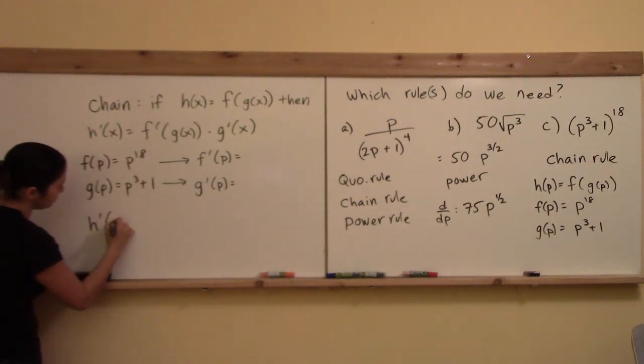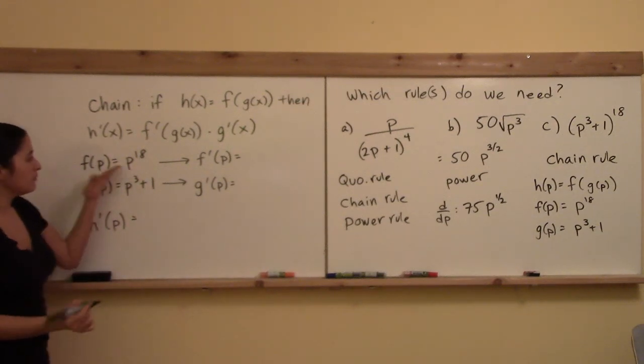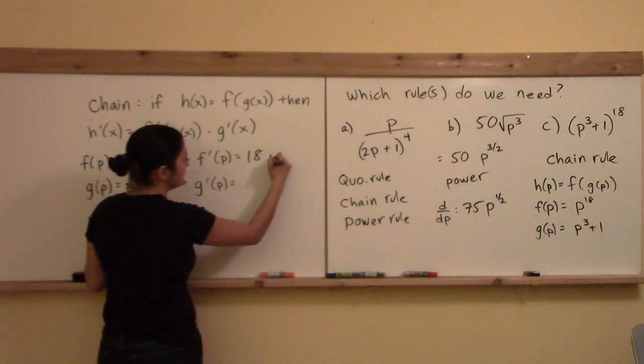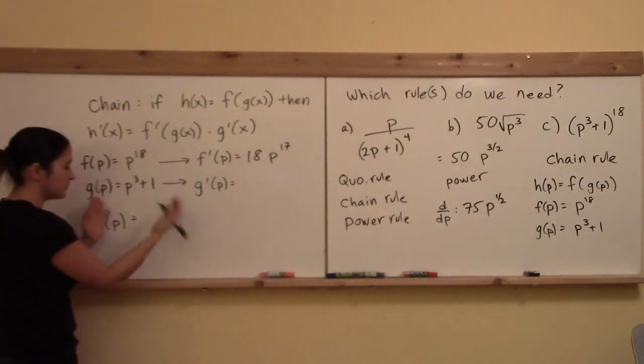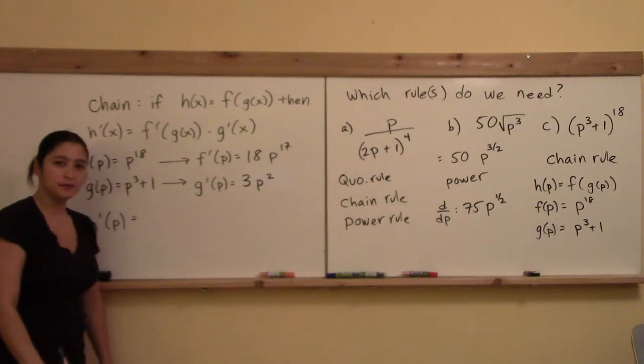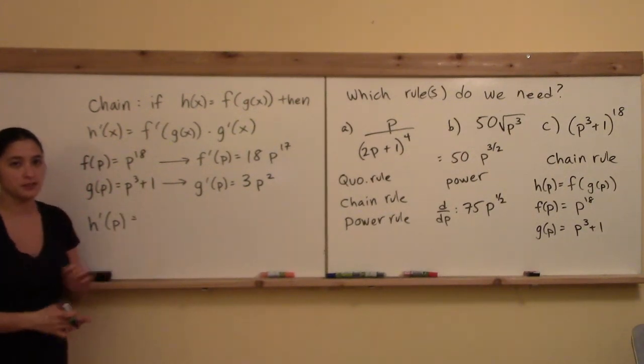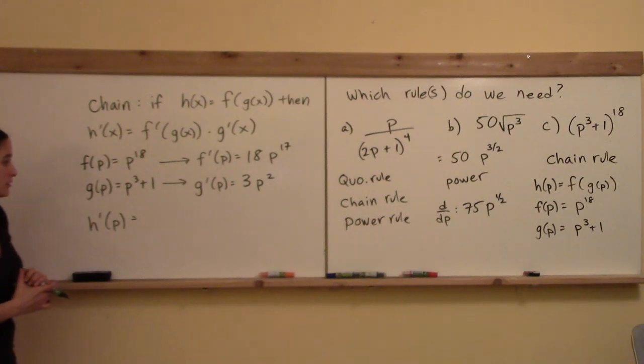Then we'll write down what's the derivative of h with respect to p. Alright, so power rule right here gives us 18p to the 17. And this one, power rule as well on a polynomial, 3p squared. What happened to the 1? It disappeared just like all constants do, because the derivative of a constant is 0.